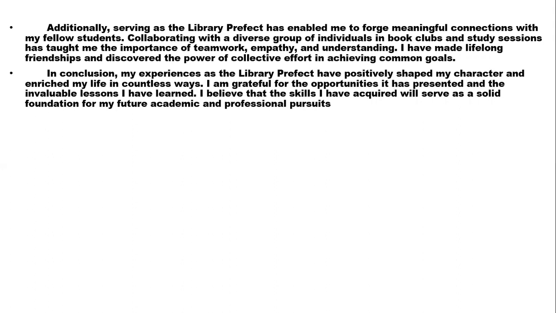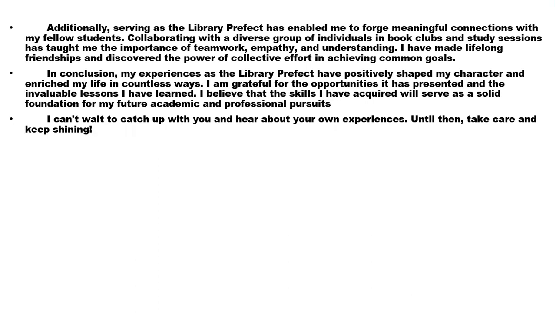In conclusion, my experiences as the library prefect have positively shaped my character and enriched my life in countless ways. I am grateful for the opportunities it has presented and the invaluable lessons I have learned. I believe that the skills I have acquired will serve as a solid foundation for my future academic and professional pursuits. All right, so that's a good way to conclude it.